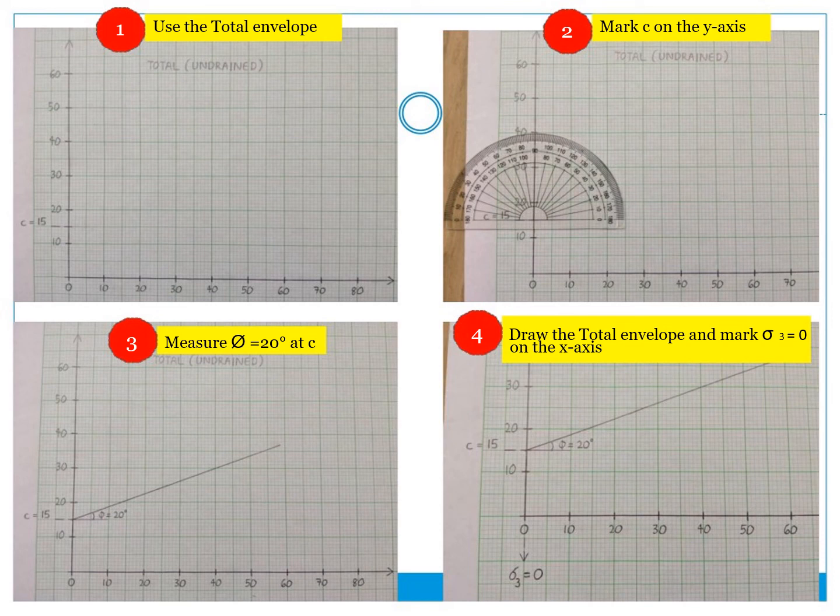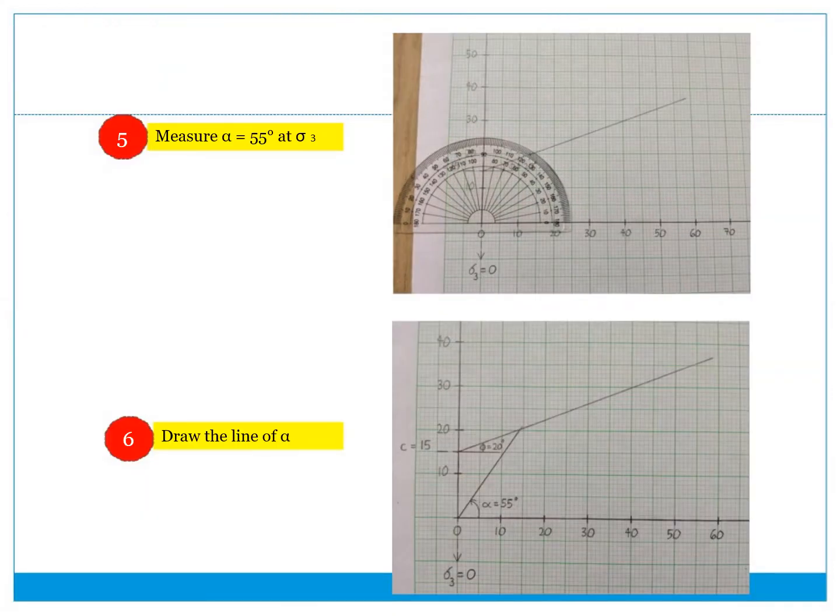So you are using the total stress for undrained. You measure the value of c and also phi, and then you draw here, where sigma 3 is equal to 0. Next step is to draw the alpha. From the sigma 3, how much is the alpha? Alpha is 55, so you will get this point.